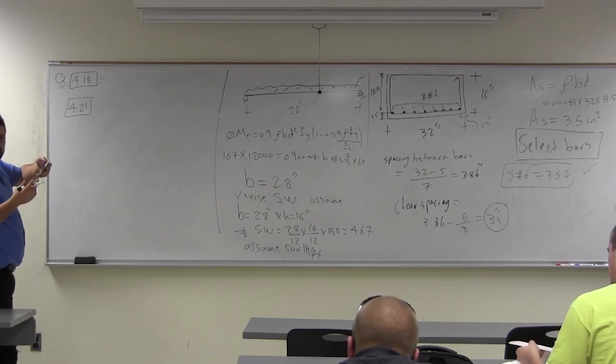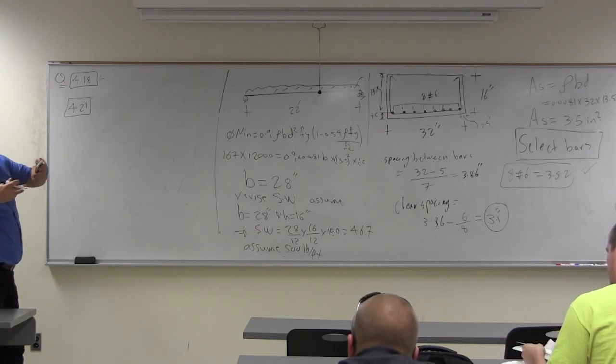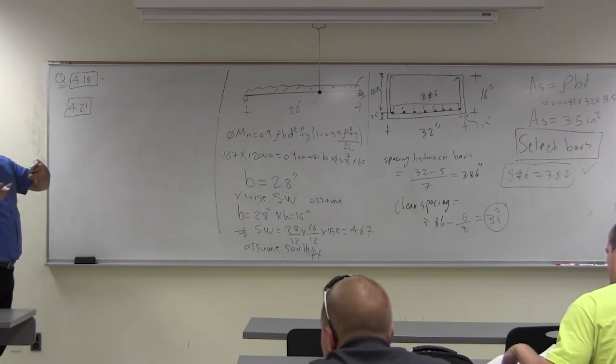So the cross-section will make it continuous. What do we change? We change the steel. If the beam is continuous, why do we change the steel? Because we have positive moment and negative moment, right?